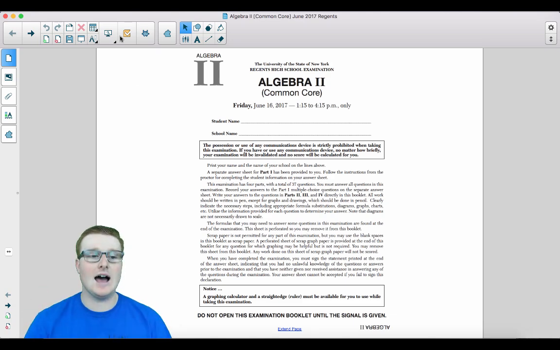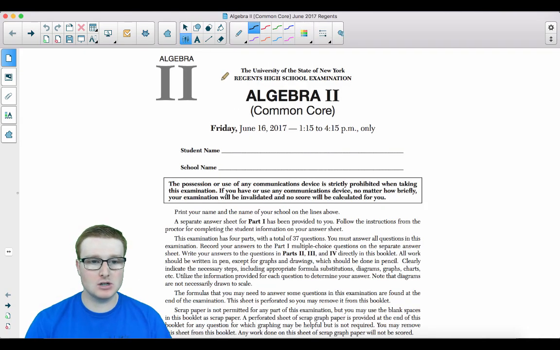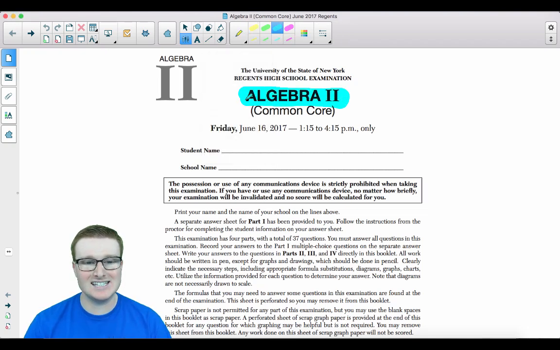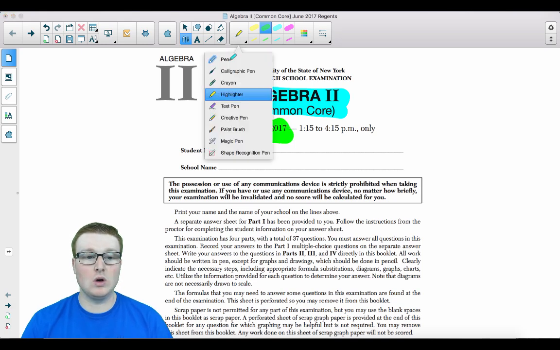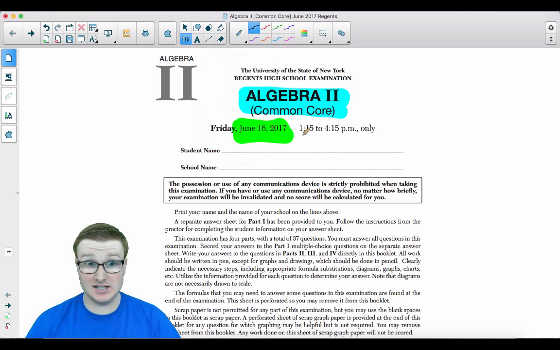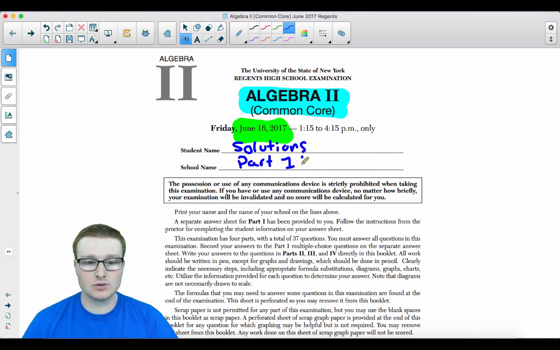This is the Algebra 2 Common Core exam for the June 2017 administration. This one was a challenging exam, so these are going to be the solutions to Part 1, questions 1 through 12 of this exam.